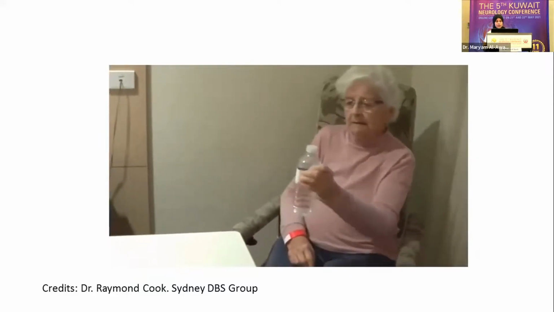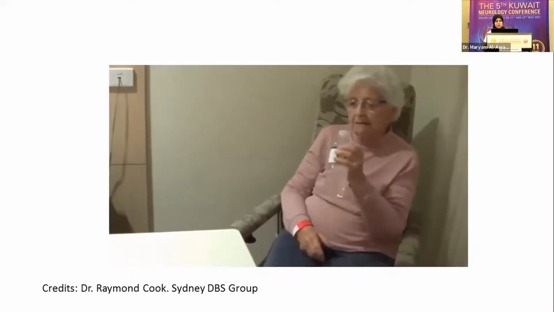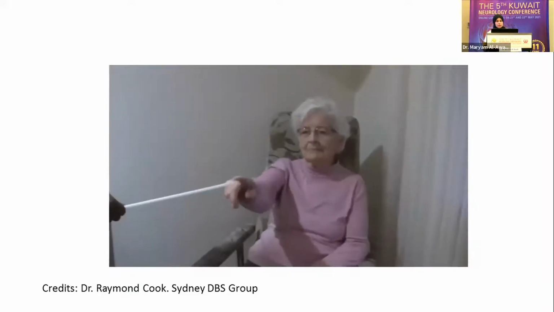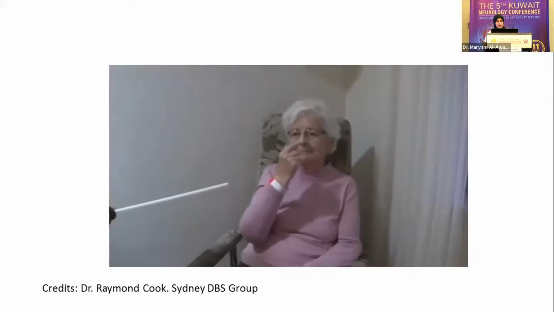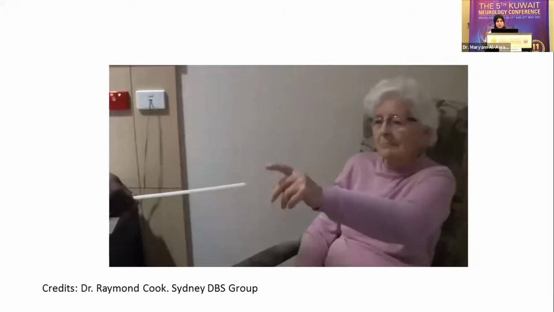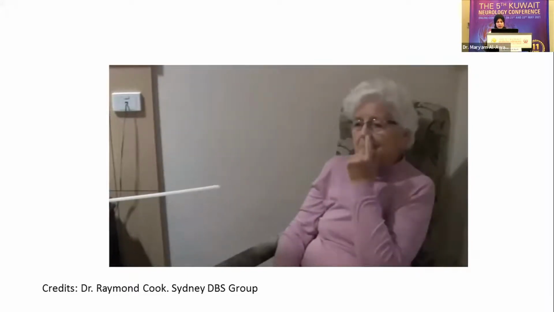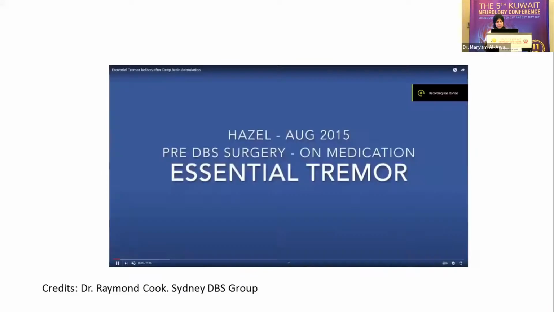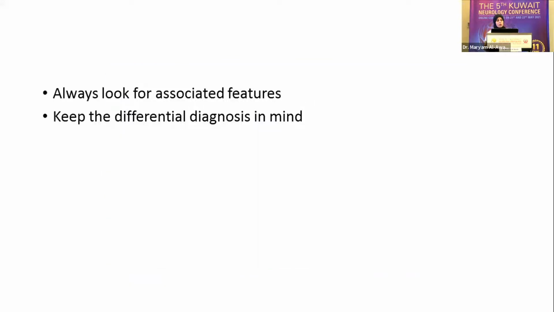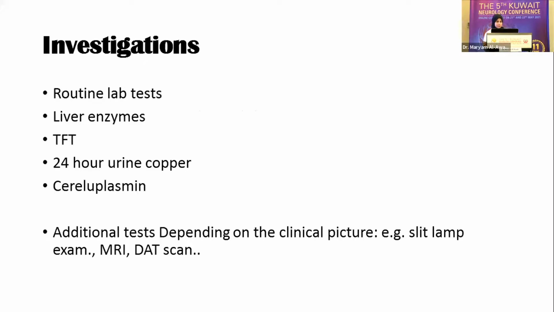Here, you look at the kinetic tremor and the intentional movements as well. So this is the finger nose testing. So at the end, really, there's this component of terminal or intentional tremor, which is severe in this case and can be very disabling. Okay. So always look for any associated features and keep your differential diagnosis in mind.